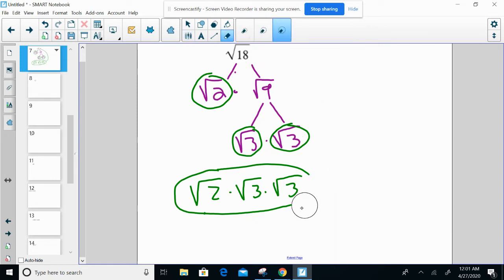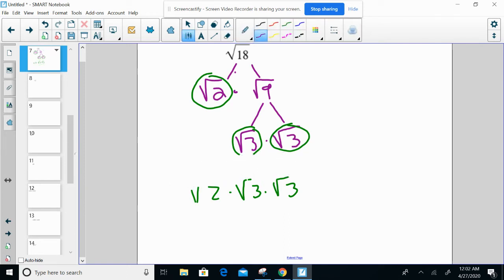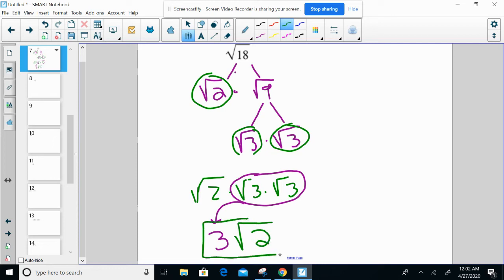Now, this is not all we wanted to do. What we want to look at now is, do we have any pairs? And we do. When you have a pair, it comes out of the square root. And I'll show you why in a second. Anything that does not have a pair stays in the square root. This is the answer: 3 square root of 2. Our goal, if we can't get a perfect square, is to break it down as far as you can.